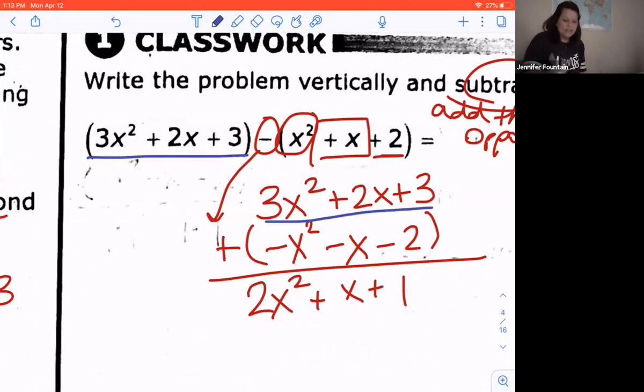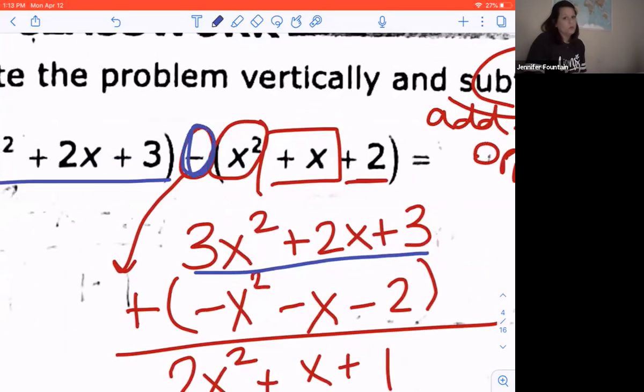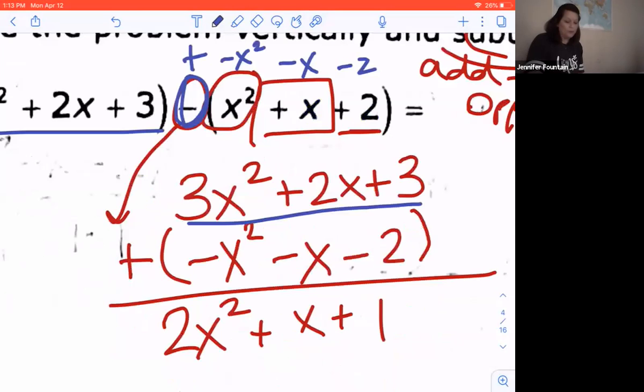Then what I did is I took that minus sign in the middle and I'm going to change that to a plus sign. But if I change my sign in the middle, then I have to change the sign of every term that follows. So now x squared becomes negative x squared. Positive x, whoops, I forgot my squared, becomes negative x. And plus 2 becomes minus 2. So when I rewrote this down here, I moved my plus sign. Okay, I changed to addition, but then I had to take my opposite terms.